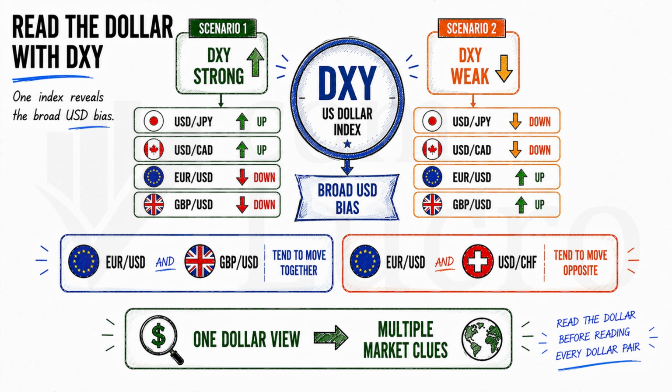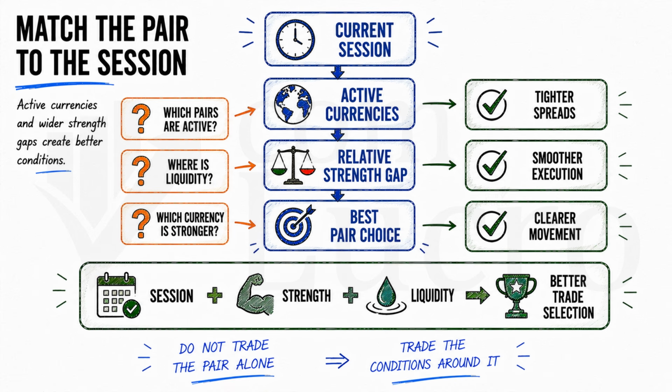When the DXY trends strongly, it pushes every dollar pair with it, lifting USD JPY and USD CAD while pressing Euro USD and GBP USD lower, or the reverse, giving you the broad dollar bias behind all these markets at once. This also explains some classic correlations. Euro USD and GBP USD tend to move together, since both are the dollar against a European currency, while Euro USD and USD CHF tend to move in opposite directions, because the dollar sits on opposite sides of the two pairs. We can now return to the main questions.